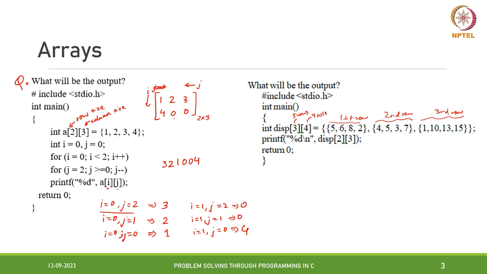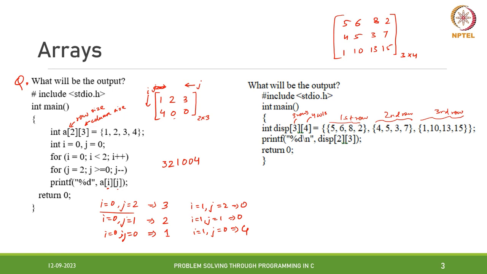So in this case it will consider an array like this: 5, 6, 8, 2, 4, 5, 3, 7, 1, 10, 13, 15. So this will be your array in this case, the one that you have initialized. Okay, is it clear how these are the two different ways of initialization? Are both of them clear?